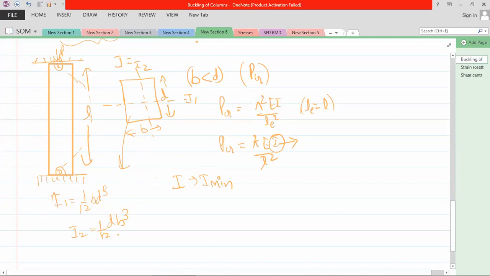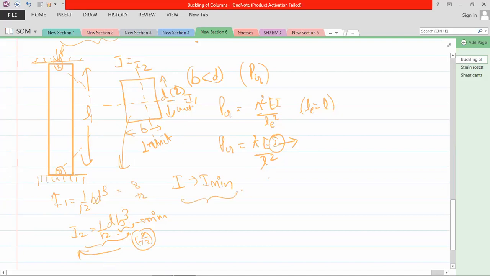Okay, so that means when the value is smaller, this I2 value, you can see that the I2 value is minimum. So let's suppose the B value is 1 and the D value is 2. Now 1 meter and this is your 2 meters. So suppose 1 unit, any unit, you can take any unit, 1 unit, 2 unit. Now put the value. You are getting 8 by 12. Here you are getting 2 by 12. Which value is minimum? This value is minimum. That means you need to take I minimum.